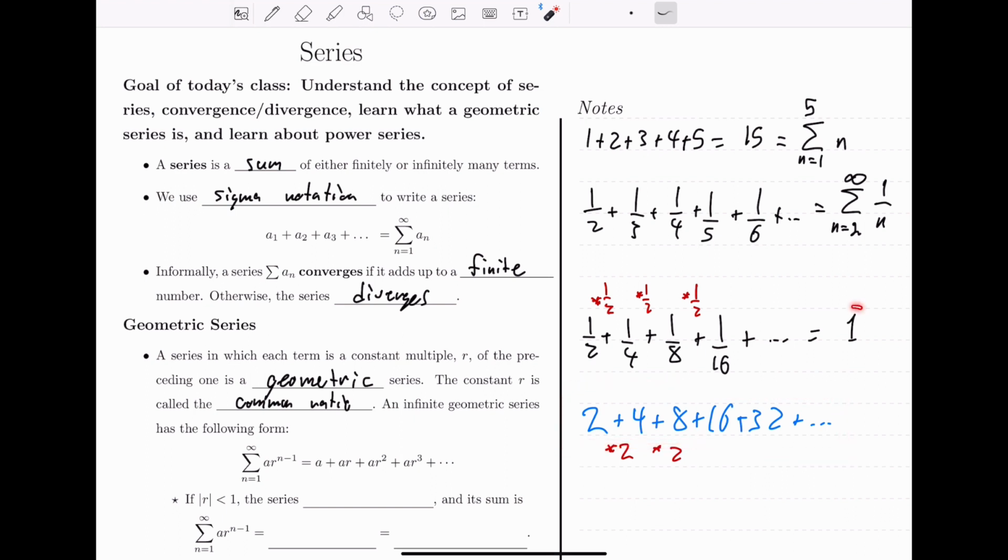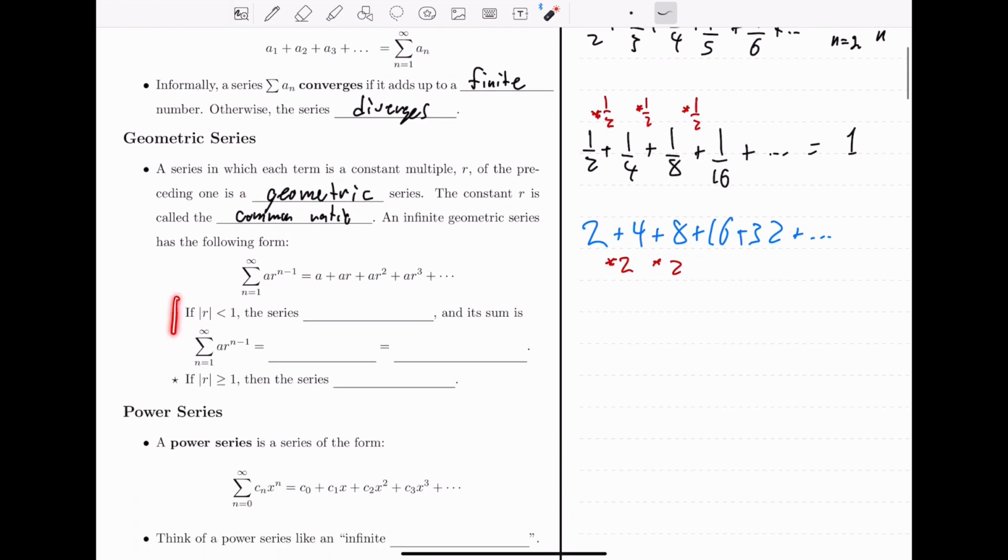Therefore, in some instances, we have convergent geometric series. In other instances, we have divergent geometric series. How can we tell the difference? The key is to look at the value of the common ratio. If the absolute value of the common ratio is less than 1, then the geometric series converges. And if it converges, we can actually find its sum. The sum is given by a divided by 1 minus r. a is the first term, and r is the common ratio.